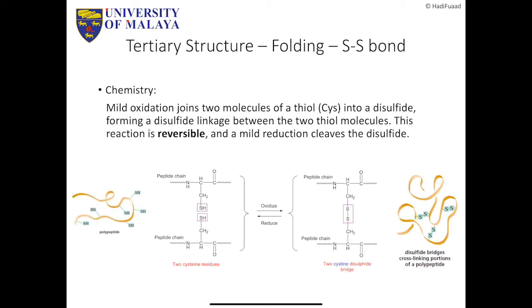Okay, a little bit of chemistry. Mild oxidation joins two molecules of a thiol or cysteine into a disulfide, forming a disulfide linkage or disulfide bridge or disulfide bond between the two thiol molecules. This reaction is reversible. Okay, and mild reduction cleaves the disulfide. So it's kind of like in equilibrium in a certain condition. Okay, so you have two cysteines, you oxidize them, you form a disulfide bridge, you reduce the disulfide bridge, you form two cysteine residues.